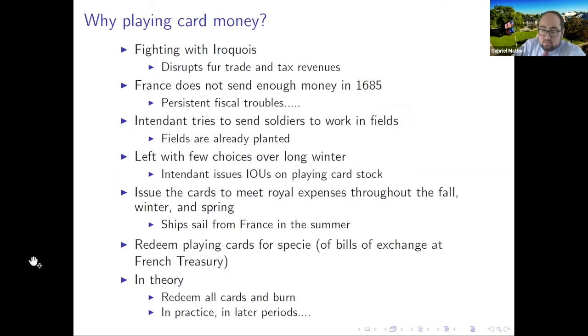So why does Quebec introduce the first playing card money in the West? Well, they're going to fight with the Iroquois. So the Iroquois are the allies of the English. And so it doesn't go well. They kind of lose. So that disrupts the fur trade too. And because the natives are fighting, most of the native peoples are going to be enemies of the Iroquois. So they're allied with the French, but that's all going to disrupt the native fur trade and also tax revenues. There's more smuggling as a result.